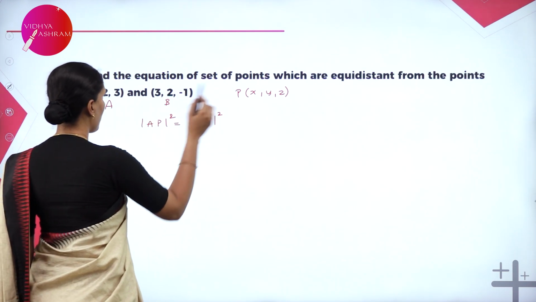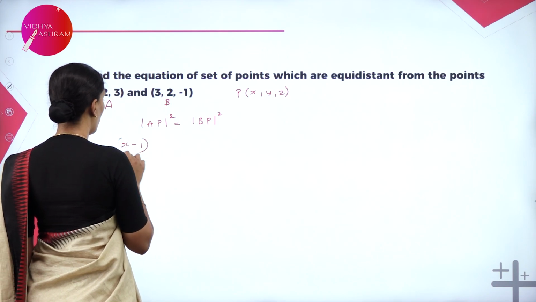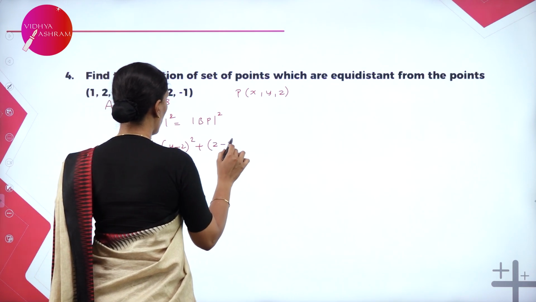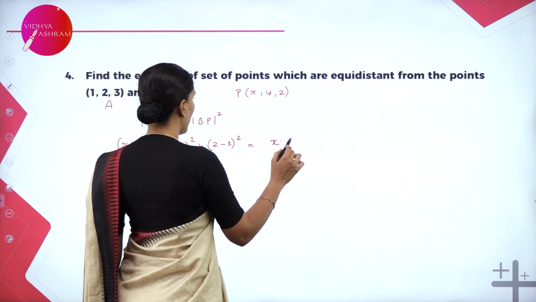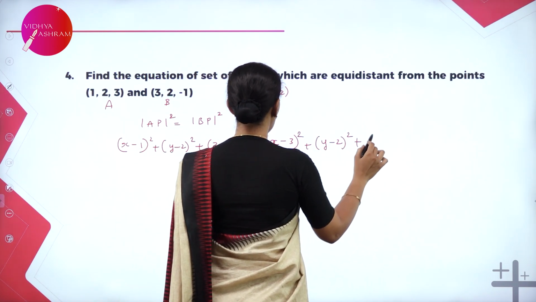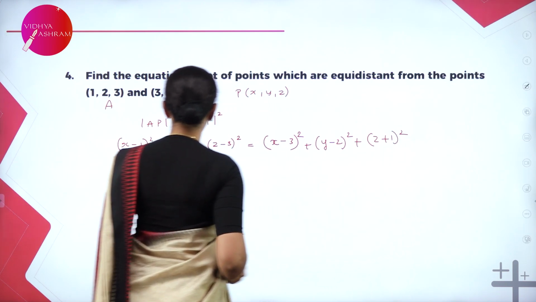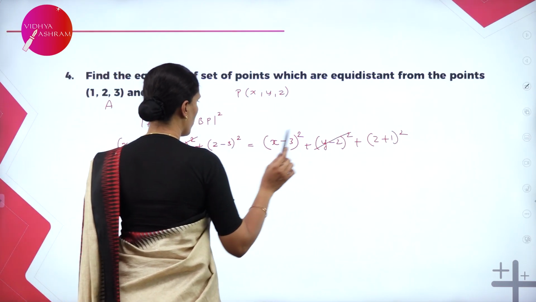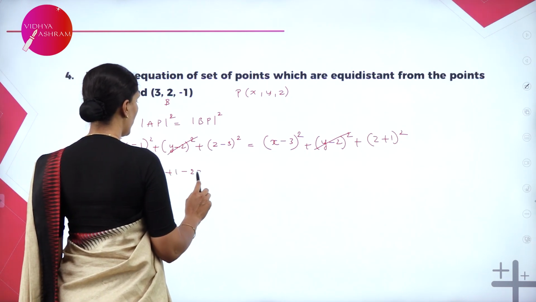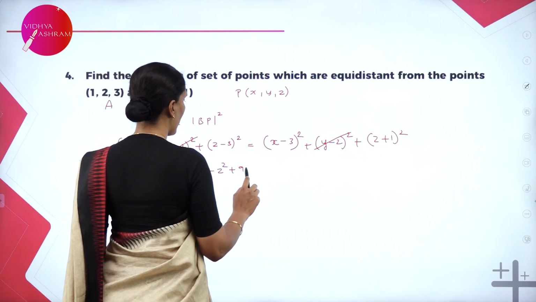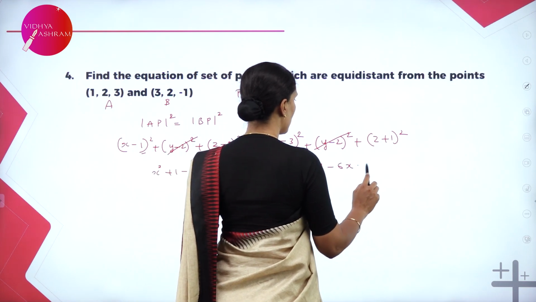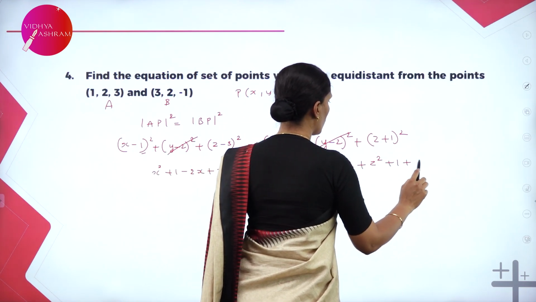So now let us apply AP. So this becomes x minus 1 whole square plus y minus 2 whole square plus z minus 3 whole square. This is equal to x minus 3 whole square plus y minus 2 whole square plus z plus 1 whole square. We can cancel y minus 2 whole square on both sides, and expand the remaining terms. So x square plus 1 minus 2x plus z square plus 9 minus 6z equals x square plus 9 minus 6x plus z square plus 1 plus 2z.